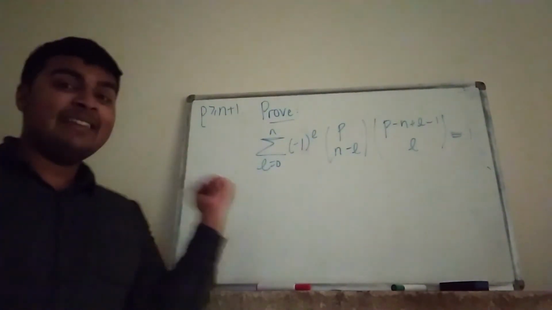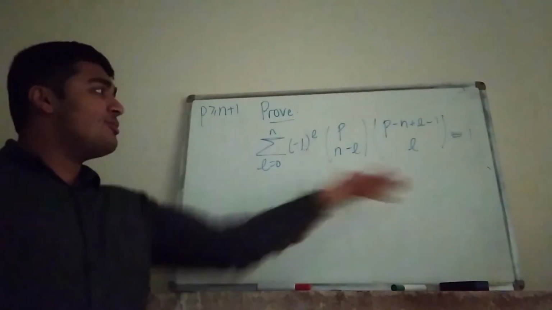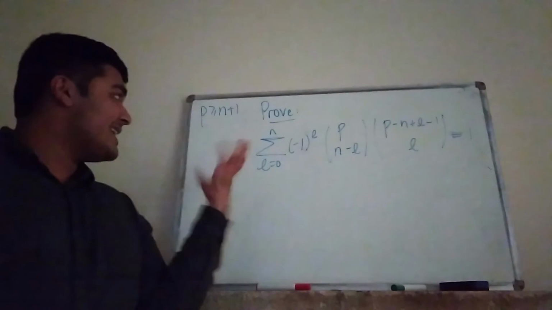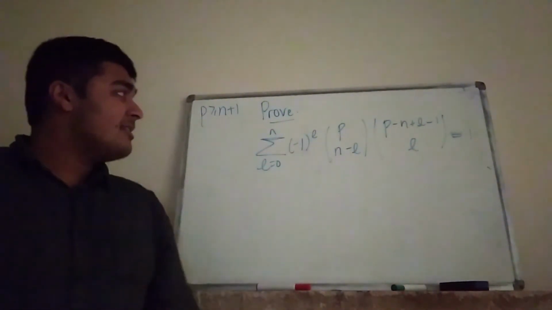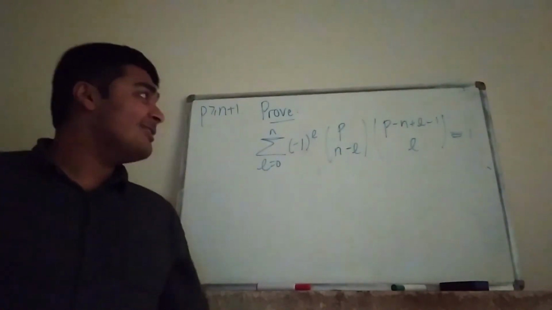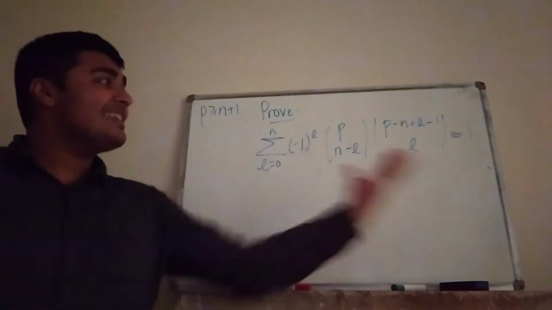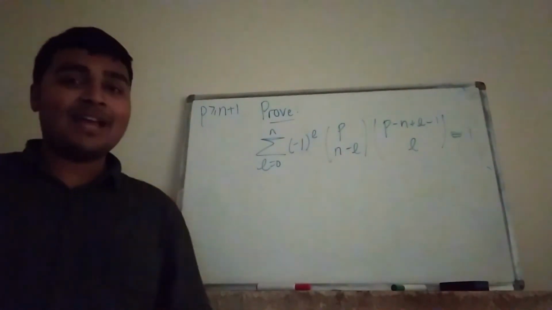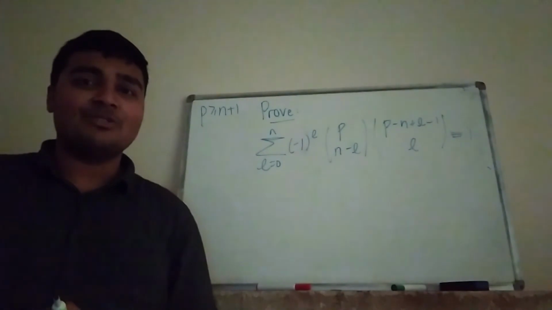Anyway, this is the problem I'm going to be tackling today. We have p and n, both natural numbers, with p bigger than or equal to n plus 1, and we want to prove that this equality holds. That is the sum from L equals 0 to n of minus 1 to the power of L times p choose n minus L times p minus n plus L minus 1 choose L equals 1. If you want to have a go at this problem, pause the video now and give it a go for yourself, and I'm going to get stuck into a solution.